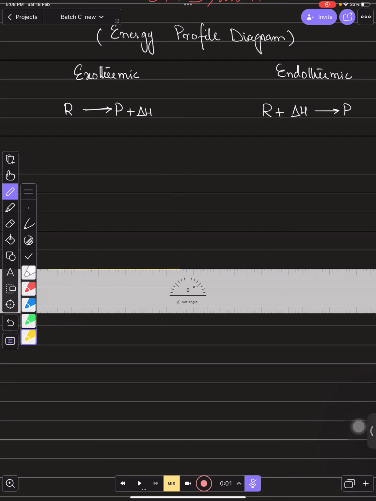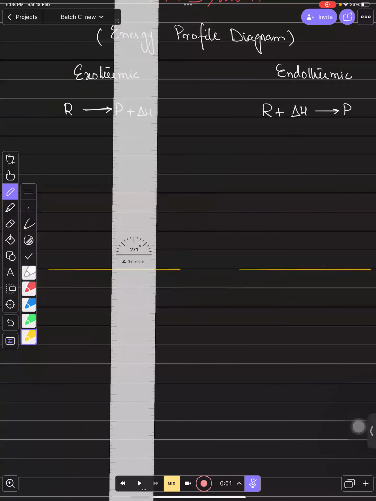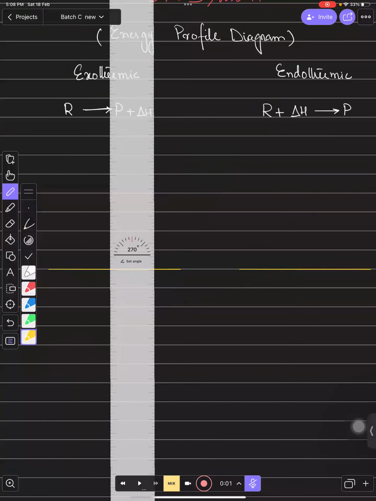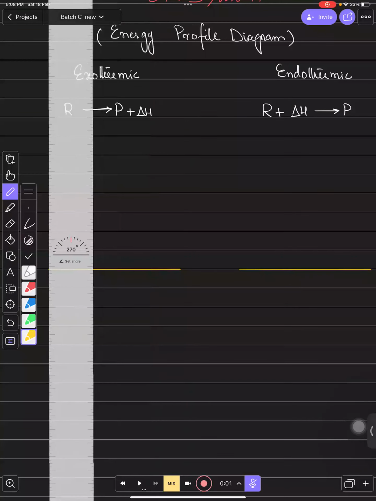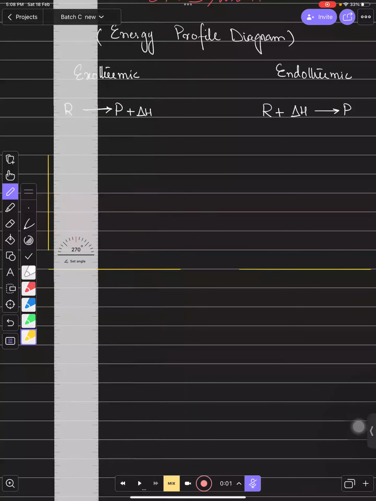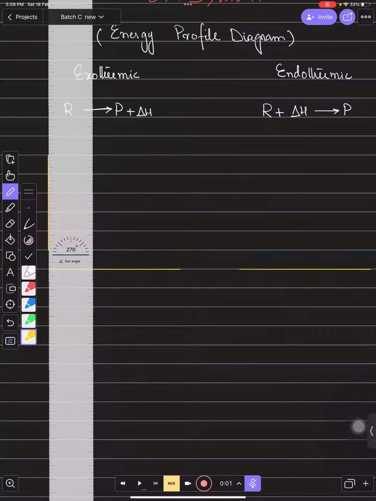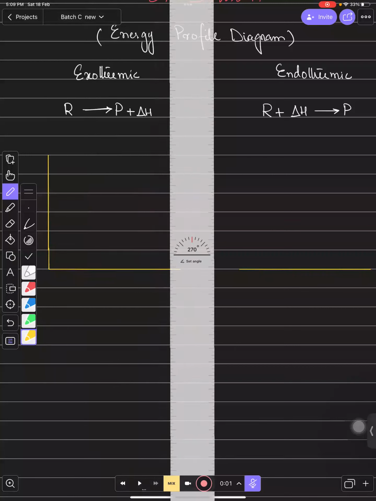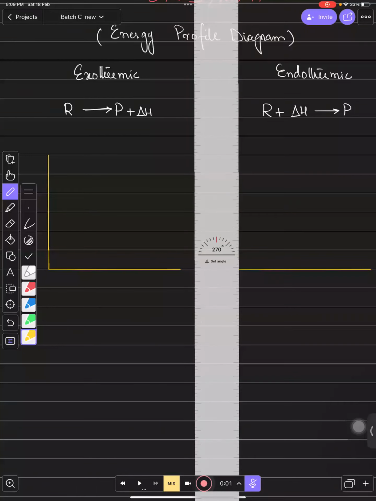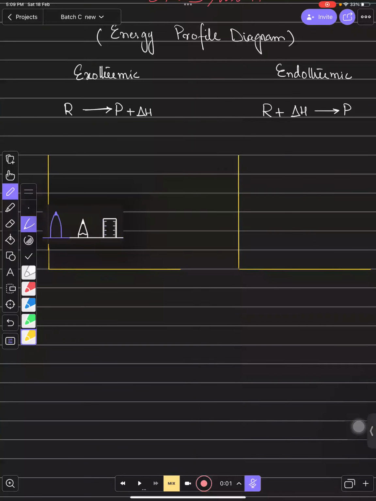This is one axis, the x-axis. In both of them, this is the progress of reaction. Progress of reaction means that when you start the reaction, first there are reactants, and then slowly they convert into products. So this is the progress of reaction. Okay? First the reactant comes, then the product is written. And here is the y-axis, on which you put energy. Okay?